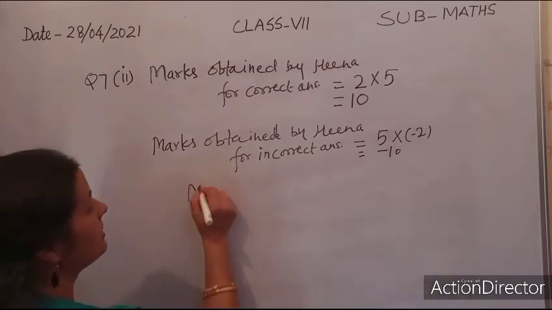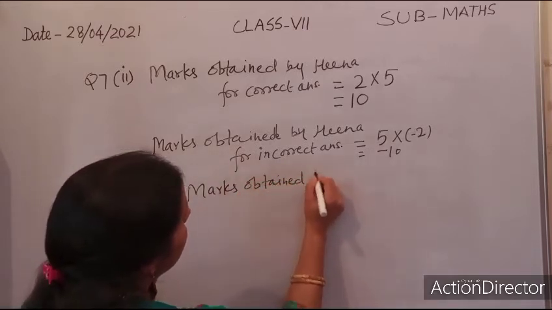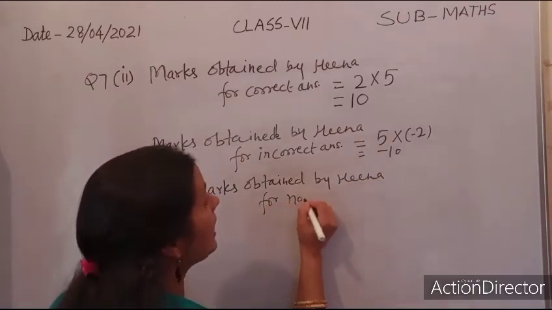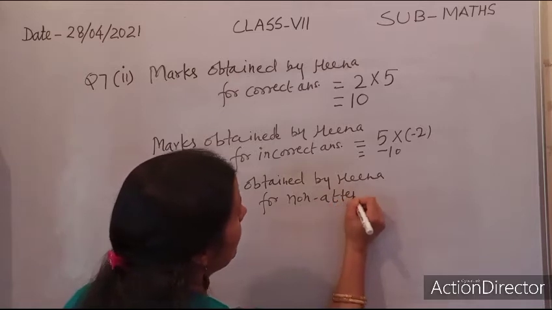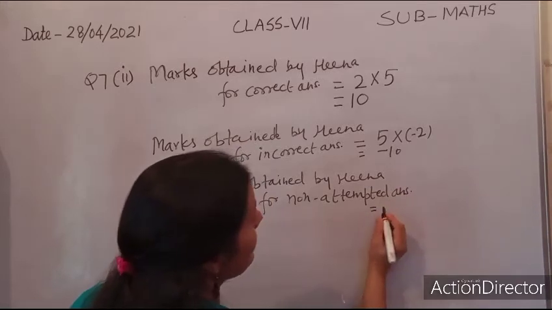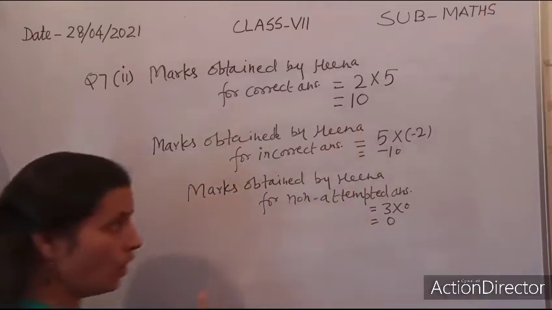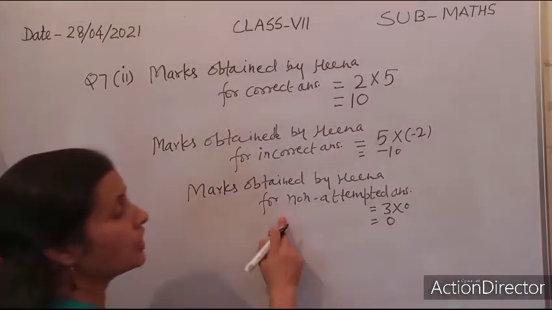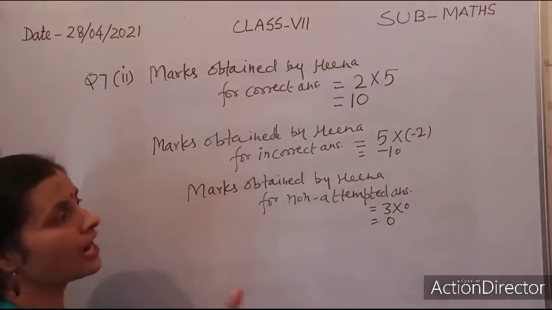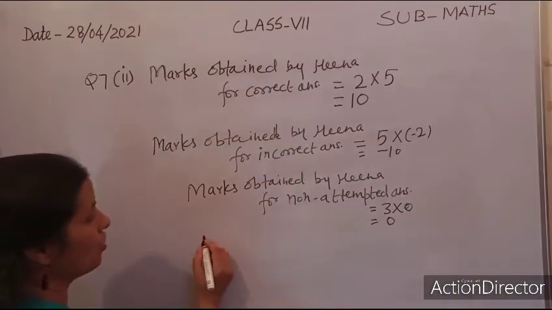Okay, marks obtained by Hina for non-attempted questions. What was it? She had 3 into 0. Because as per the rule given in this question, if the child does not attempt a question, the child will get 0 marks for that non-attempted question. Okay, so now Hina's total score.